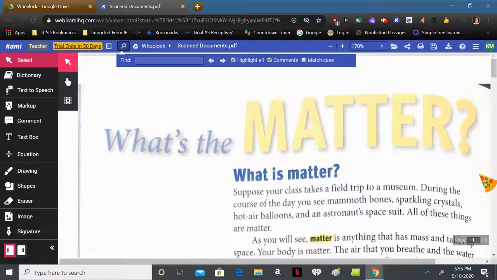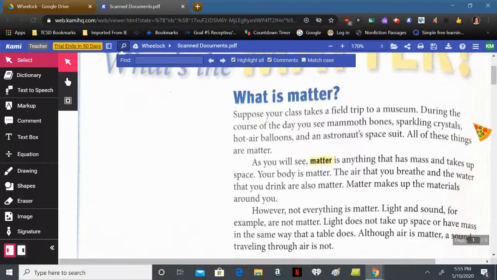What's the matter? What is matter? Suppose your class takes a field trip to a museum. During the course of the day, you see mammoth bones, sparkling crystals, hot air balloons, and an astronaut's spacesuit. All of these things are matter.